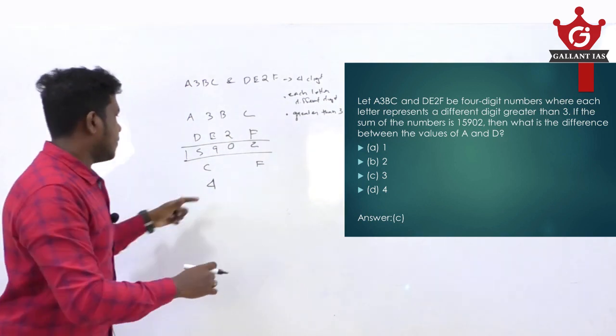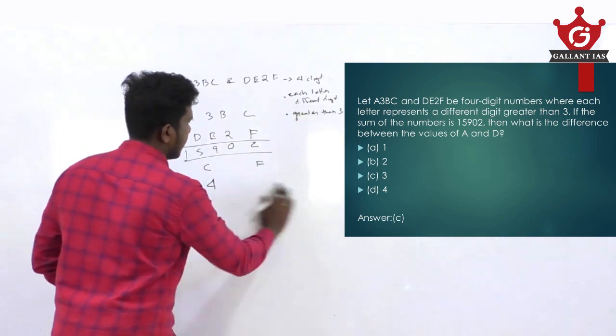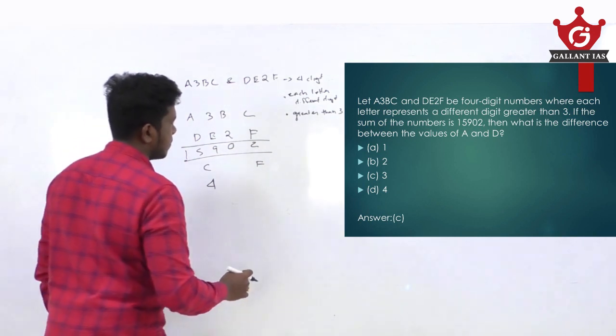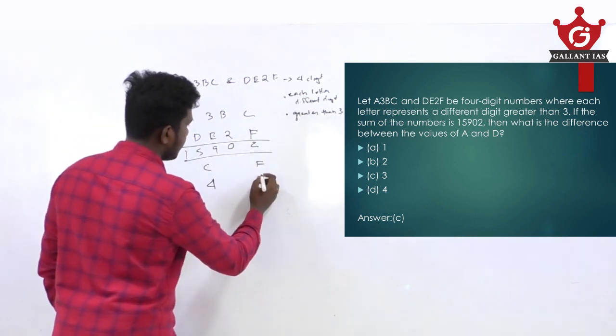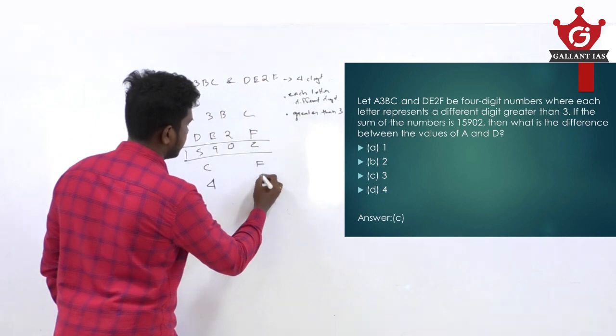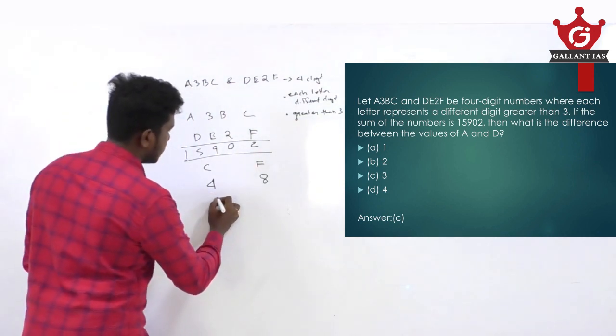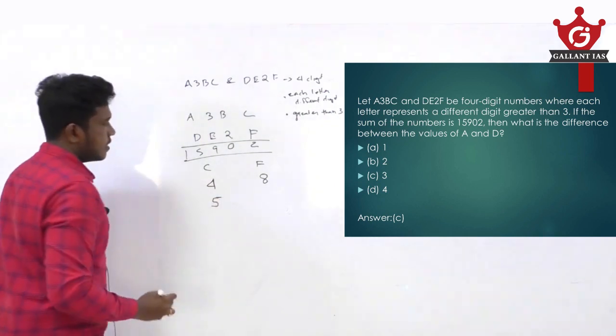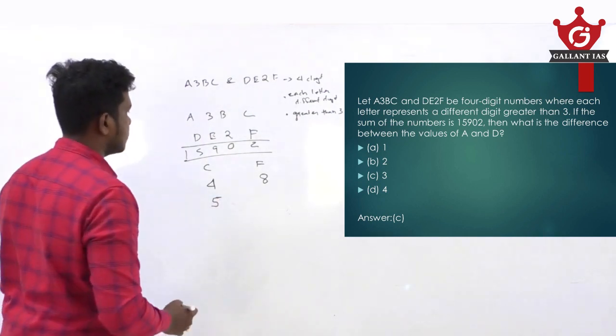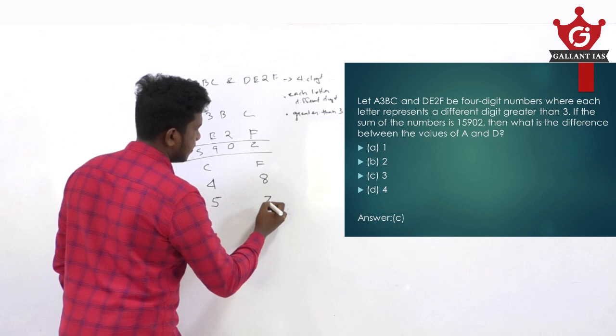Look here, if C is 4, then F will be 8. Now assume C as 5, then F will be 7, right?